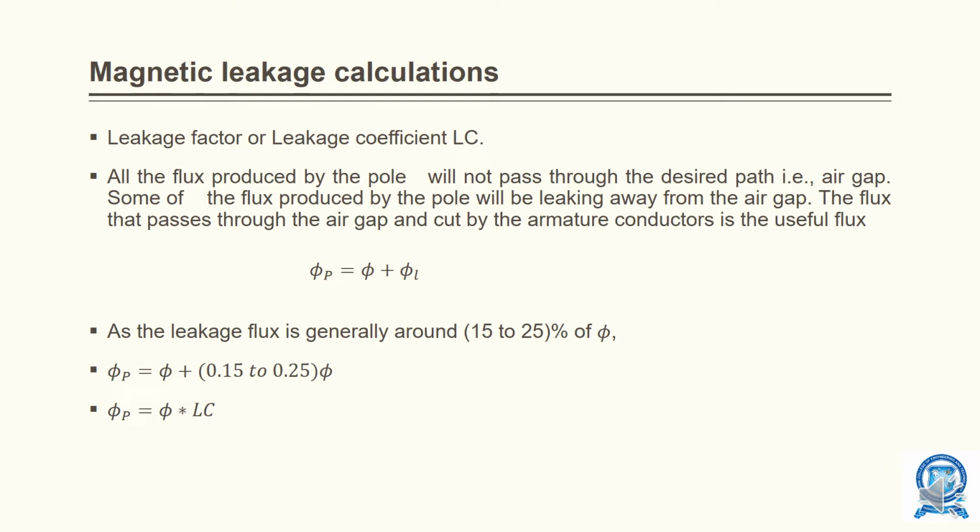So here phi p is equal to phi plus phi l. The other flux, phi l, is the leakage flux. The leakage flux is generally around 15 to 25 percent of the main flux produced. So phi p is equal to phi plus 0.15, that is 15 to 25 percent of the main flux, as leakage flux. Total flux is the flux generated plus the loss. So this term we can take as the leakage coefficient, LC.